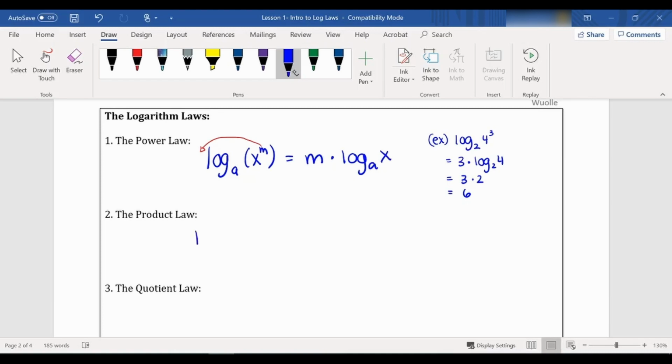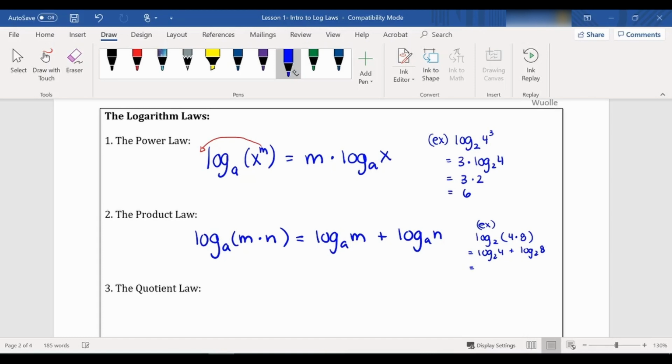The product law says if you have log base a of some m times n, you can rewrite this as log base a of m plus log base a of n. So for example, let's say we had log base 2 of 4 times 8. We could rewrite this as log base 2 of 4 plus log base 2 of 8. I know log base 2 of 4, 2 squared is 4. 2 cubed is 8. So this would give us 5.